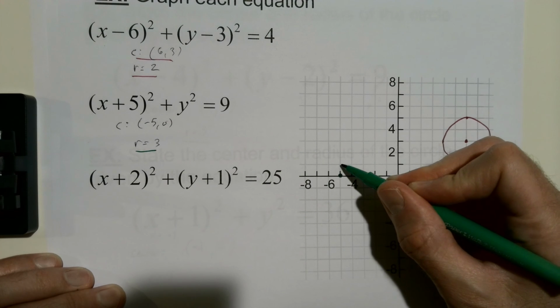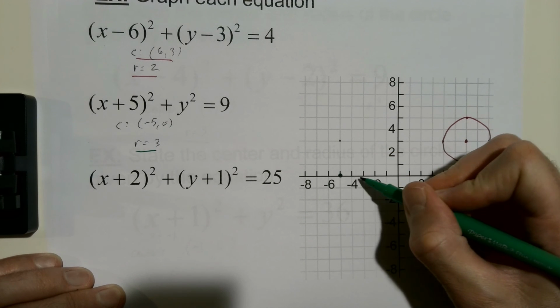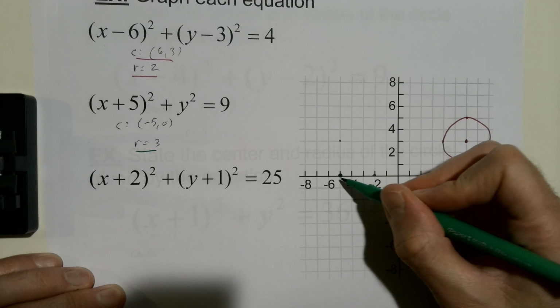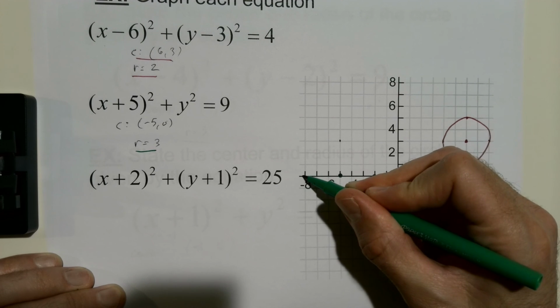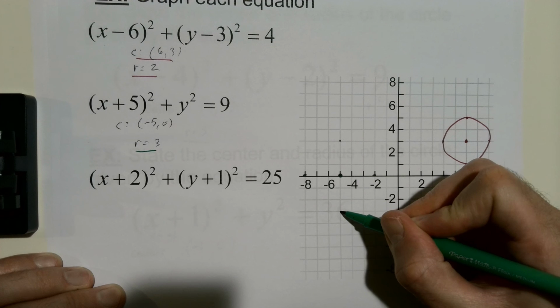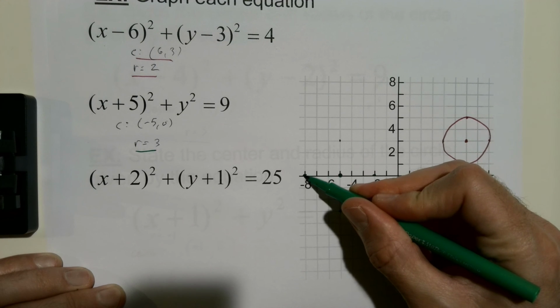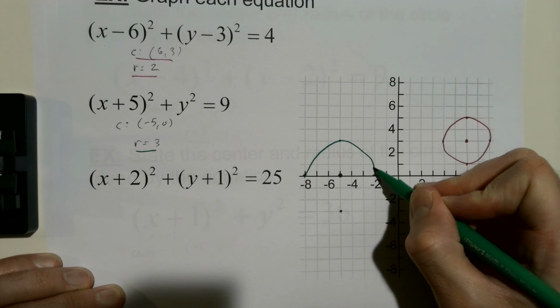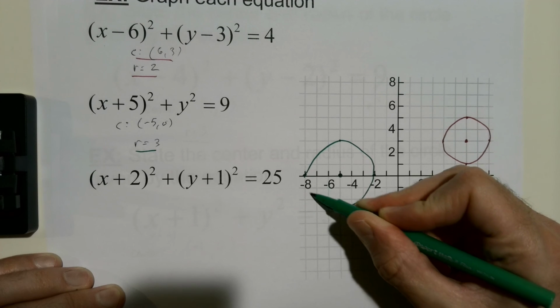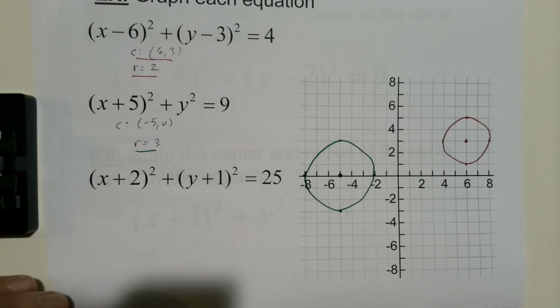From here I need to go up 1, 2, 3, right 1, 2, 3, and then left 1, 2, 3, and down. Once again, go ahead and make some kind of circular motion. I know it's not perfect, but you get the idea. There's that circle.